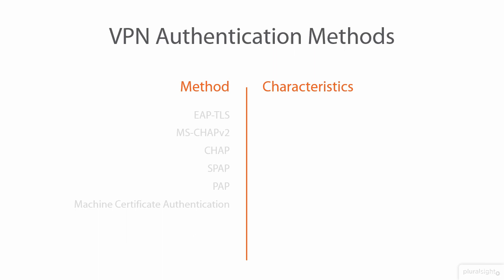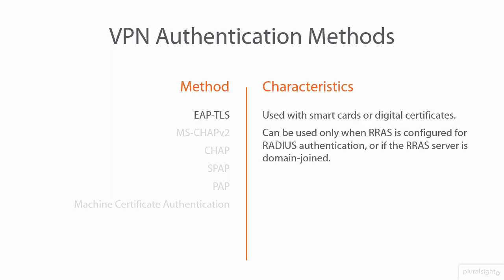So this little cheat sheet here talks about all the different methods we saw just a second ago, the first of which is EAP-TLS, which is one of the stronger methods that exists because it can be used with smart cards, it can be used with digital certificates. However, EAP-TLS can only be used when your RAS server is configured for Radius authentication, or if the RAS server is domain joined. So you get all the nice benefits of EAP-TLS and the pretty good high security of EAP-TLS, but only when that RAS server is part of your domain or when it's plugged into a Radius server on the inside in order to provide that authentication for it.